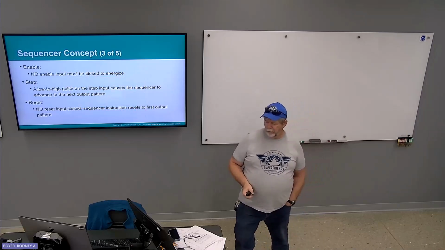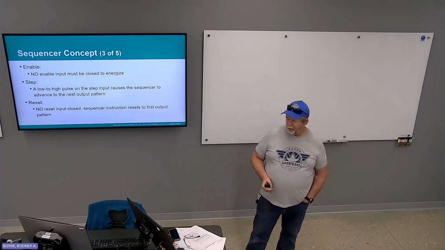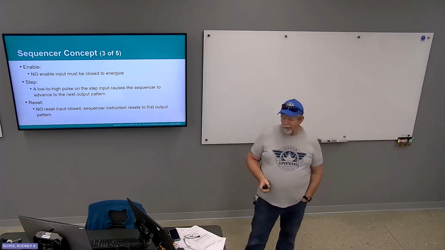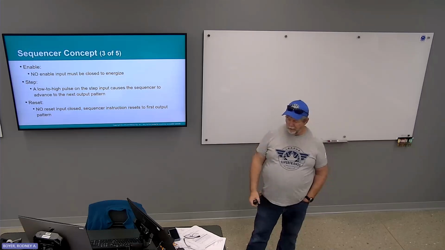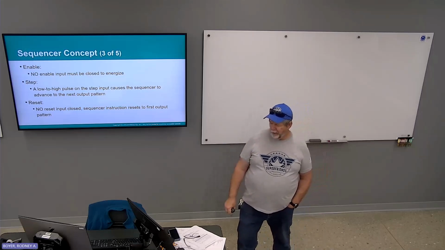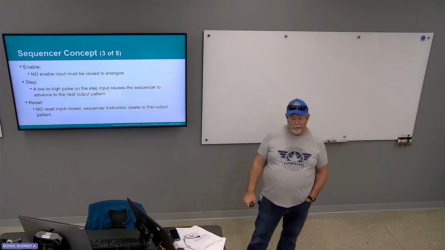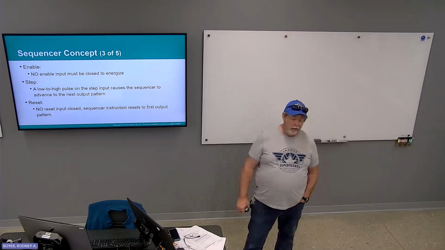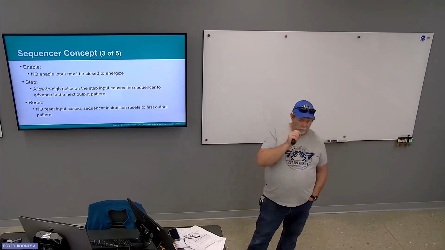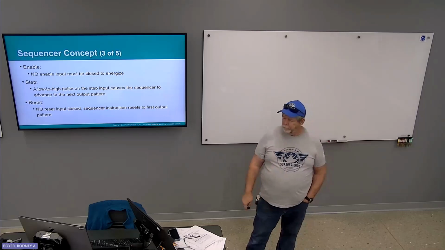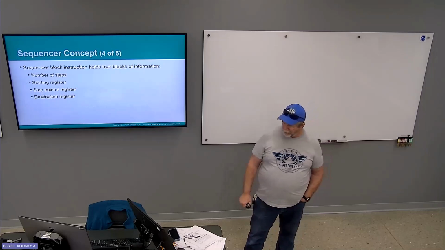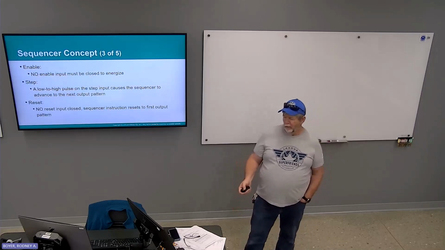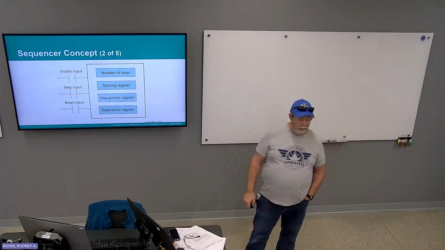The enable input must be closed to energize. Step is a low to high pulse on the step input, which causes the sequencer to advance to the next output pattern. And reset: when the normally open reset input is closed, the sequencer instruction resets to its first output pattern. It also resets the control register back to the start. Sequencer block instructions hold 4 blocks of information, the same for the rest of them, step 2.